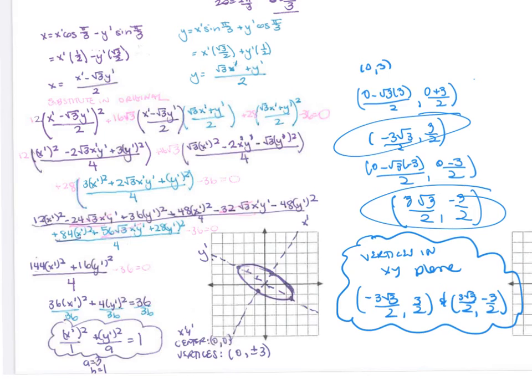If you tried this out, you should have found that it was negative 3 root 3 over 2 and 3 halves, and then 3 root 3 over 2 and negative 3 halves. And so this one I was much closer. So negative 3 root 3 over 2, that's a little over 2. And then notice it's about at a half. And then at positive 3 root 3 over 2, and then negative a half. So it's pretty good here in finding the vertices in the xy plane.